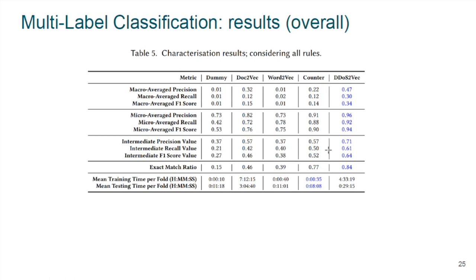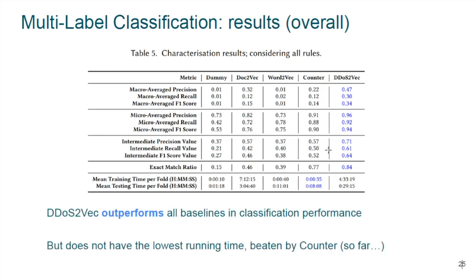This is the performance result overall. We see in blue the best results. There are two kinds of results mainly: macro average and micro average. Both are important. Macro average considers class imbalance, which is why it is robust against class imbalance. Its performance is lower than micro average. But anyway, both are important depending on what you want. And overall, we see that DDoS2Vec outperforms all baselines in classification performance, but it doesn't provide the lowest running time.